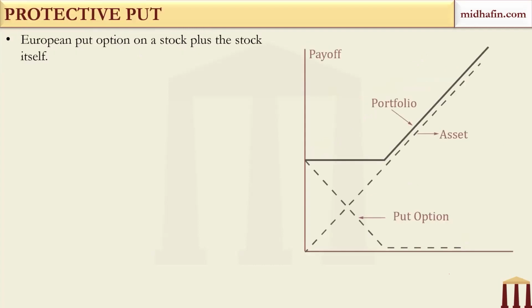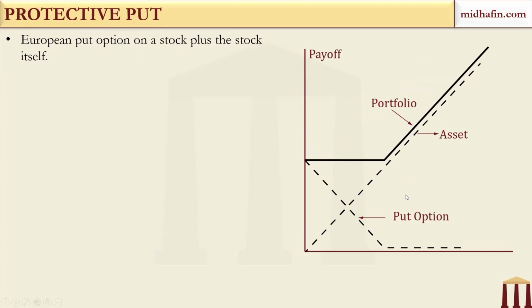Now, protective put means, let's say you have an existing stock position. So you want to protect your position from falling prices. So what you will do, you will buy a put option. That's why it is called protective put. Protective put means you have bought a put option to protect your existing stock position.